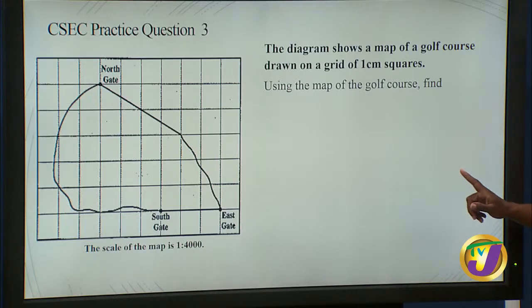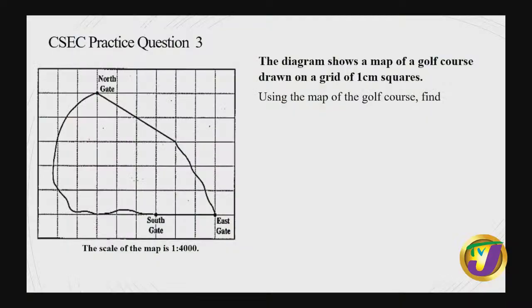And then we have our next CSEC practice question. I hope, ladies and gentlemen at home, that you're following and understanding what is happening. Here we have a diagram that shows a map of a golf course drawn on a grid of 1 centimeter squares. We are to use the map to find the distance to the nearest meter from the south gate to the east gate.